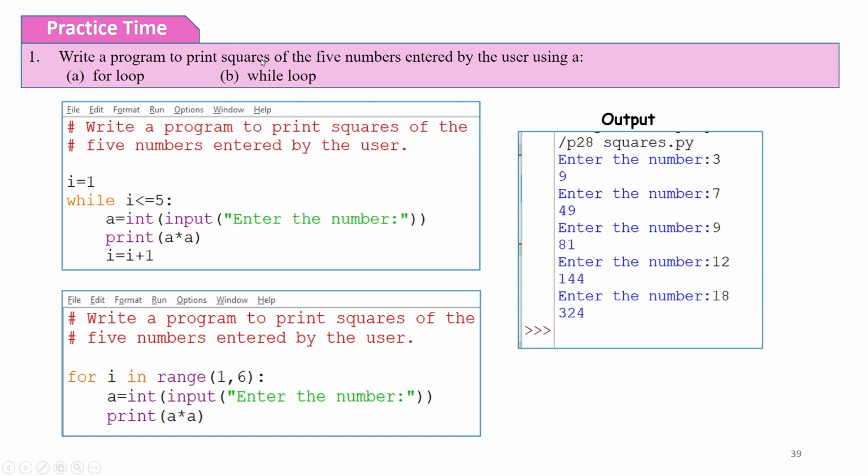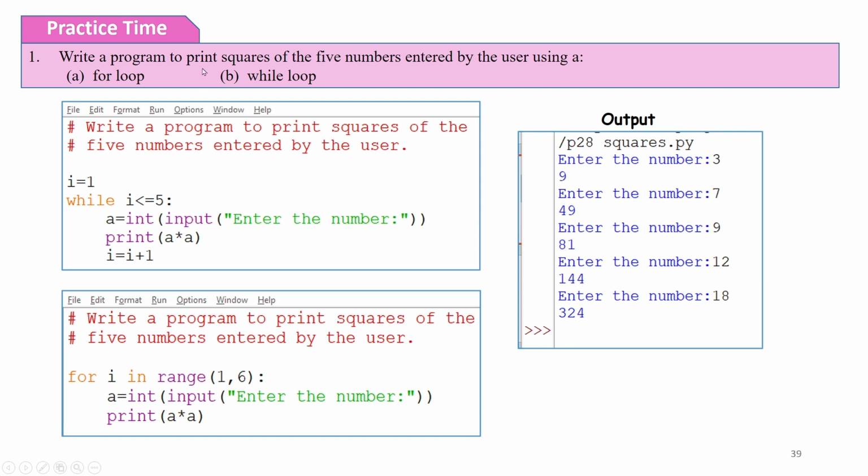Write a program to print. There are practice time questions again. Write a program to print squares of the 5 numbers entered by the user. It is not asking you to print the first 5 numbers. It is asking for those 5 numbers from the user, and we have to do this using both for loop and while loop. So the first program is done with while loop.